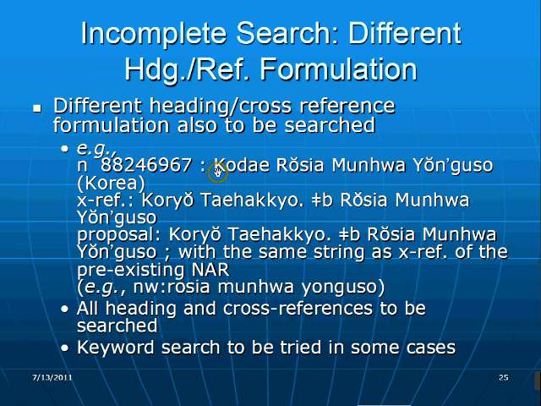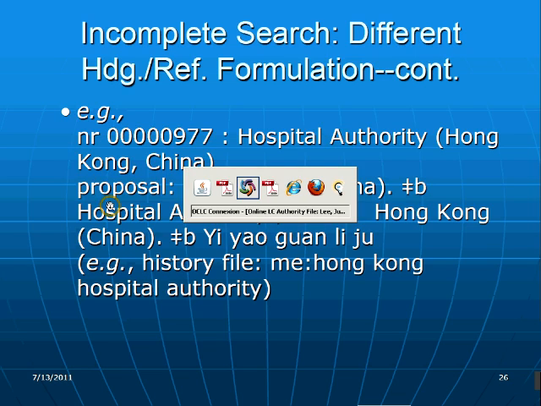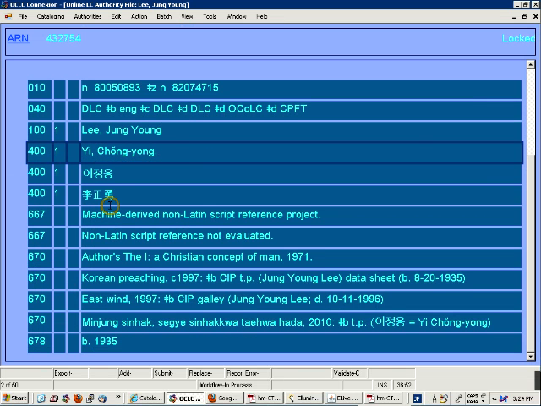Incomplete search sometimes stems from different heading or reference formulation. There was a pre-existing record, Korea, Russia, Nunkwa, Yongso, Korea, with cross-reference Koryotai Hakkyo, full substantive B, Russia, Nunkwa, Yongso. As long as there is such a record, you may not propose a record with the established heading Koryotai Hakkyo, full substantive B, Russia, Nunkwa, Yongso, because that would directly conflict with the 410 cross-reference in the pre-existing record. So all headings and cross-references should be searched, and keyword search should be tried in some cases. Another example of different heading formulation is this one.